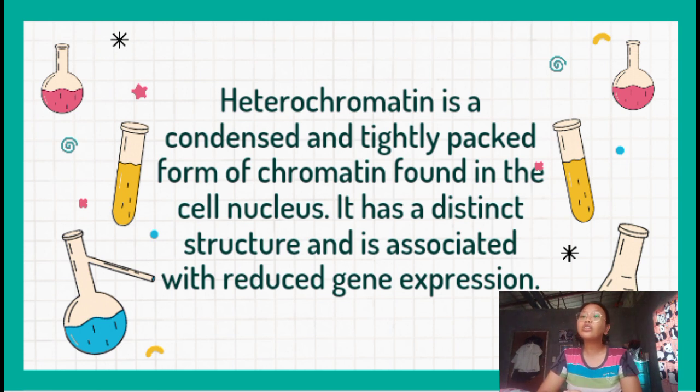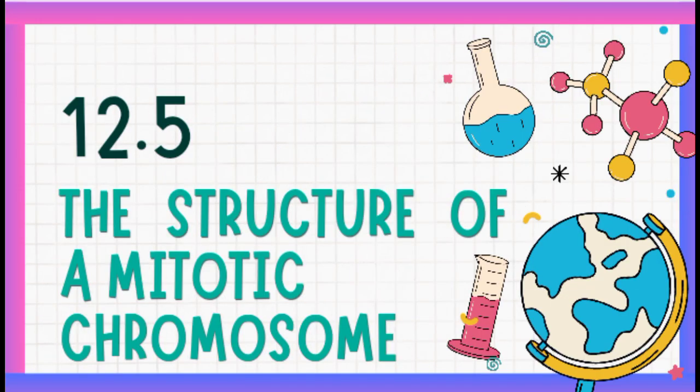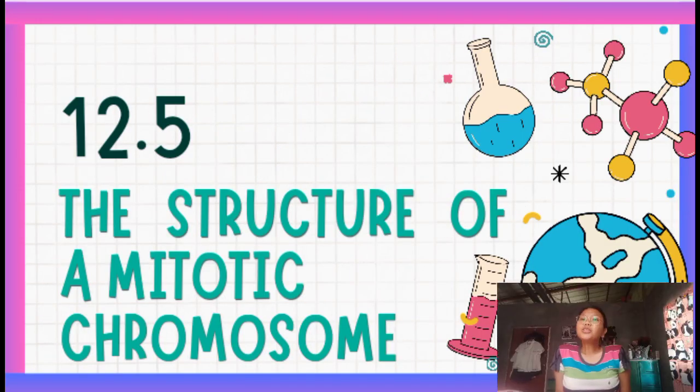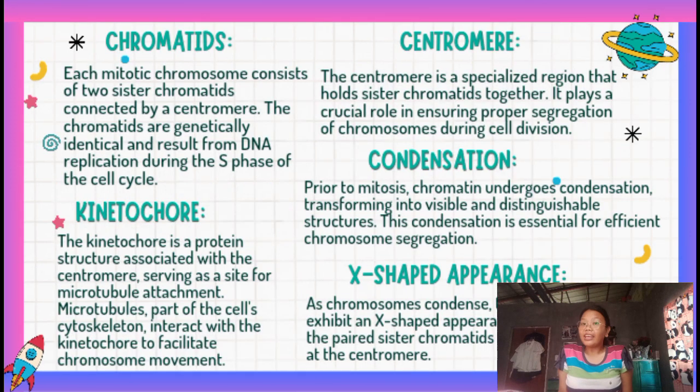Heterochromatin plays an essential role in maintaining genome stability and regulating gene expression. 12.5 The structure of a mitotic chromosome. Chromosomes undergo structural changes during cell division. Chromatids. Each mitotic chromosome consists of two sister chromatids connected by the centromere. The chromatids are genetically identical and result from DNA replication during the S phase of the cell cycle.